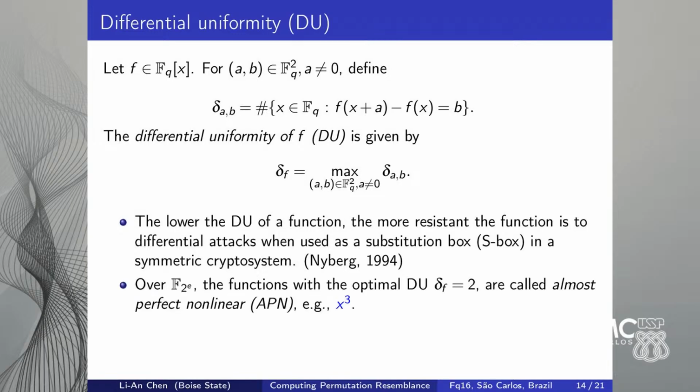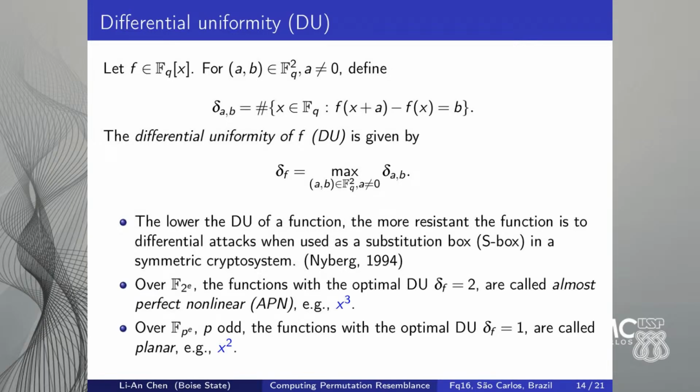We have seen the optimal objects in characteristic 2. These are APN functions, where in characteristic 2 you can get DU equal to 2, for example x cubed. In odd characteristic, you can actually go down to 1 as the minimum, for example x squared; these are planar functions. This is why I was computing P res x squared, because later on we need the application using a planar function.